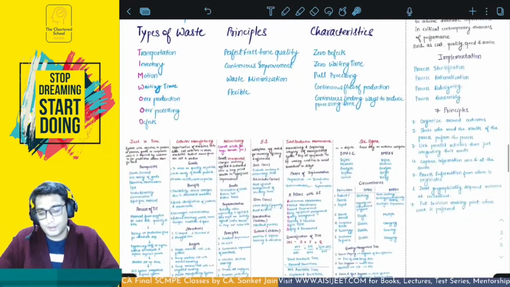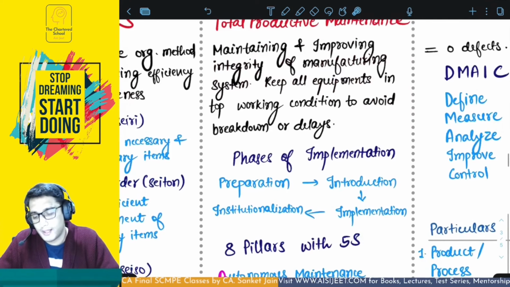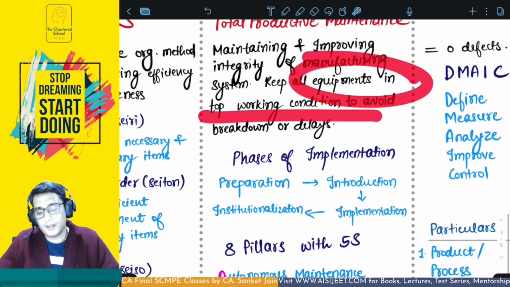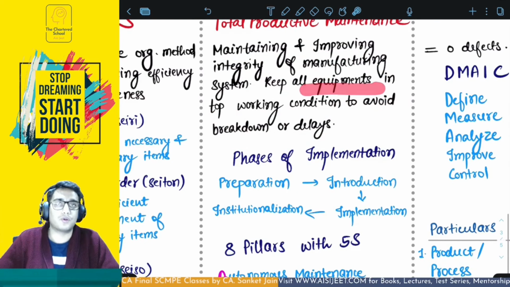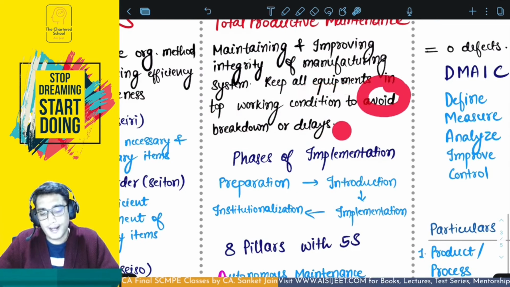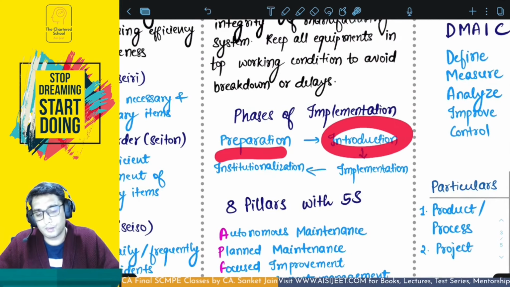This was 5S. Moving to our next topic, which is total productive maintenance, called TPM. Total productive maintenance is basically to maintain and improve your machines and equipment and to keep them in top working condition so that any breakdown or delay can be avoided. I'm going to repeat the definition: maintaining and improving the integrity of the manufacturing system by keeping all the equipment in top working condition so that you can avoid any kind of breakdown or delay, and not just equipment but also the workforce, the people, so that we can also avoid any kind of accident.